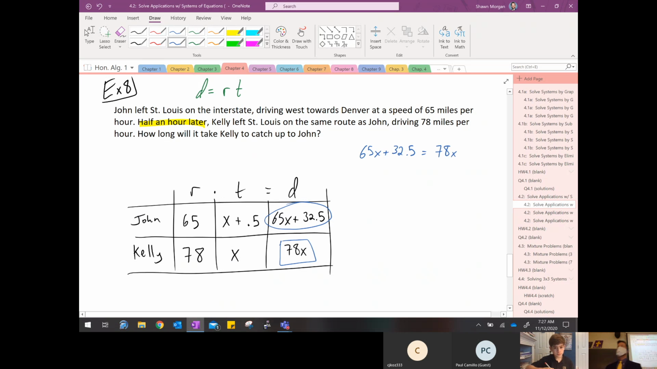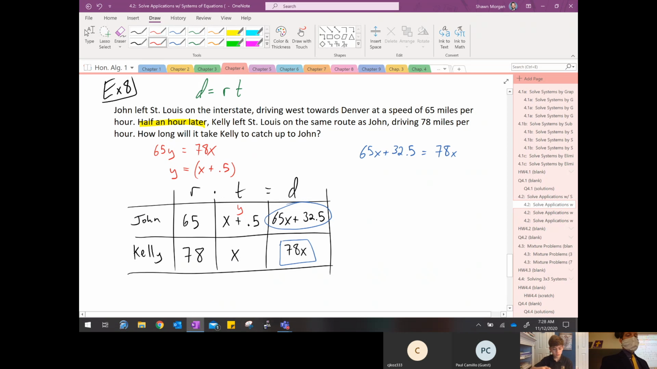78x. Now, if you're saying, but Coach Morgan, we want two equations. Okay, fine. If you wanted two equations, maybe we could have let John's time be y. Those two equations would have been 65y equals 78x, and then also y equals x plus 0.5.